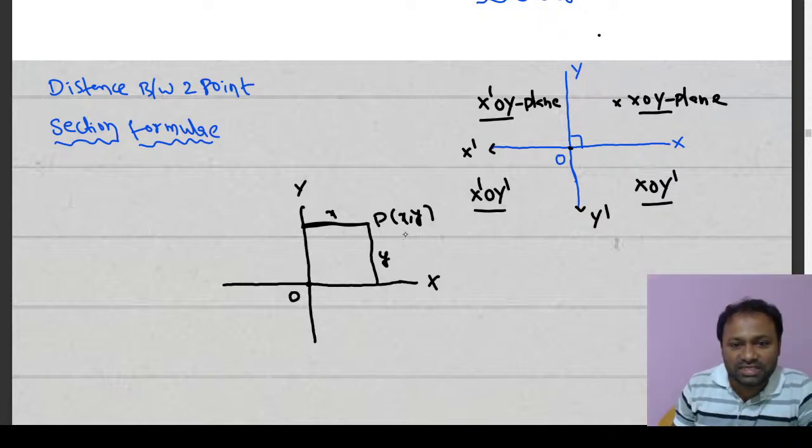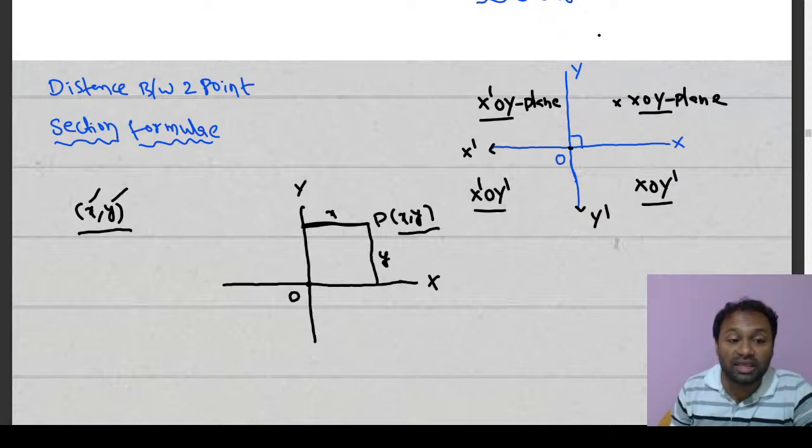See this P of x comma y, we can find the point like this, or we can represent the point like this. P of x comma y, the x comma y is the point in the two-dimensional plane, right? Here this x is called x coordinate and y is called y coordinate, or in other words we can say this x is called abscissa and this y is called ordinate. X is abscissa and y is ordinate. Okay, right. So this is representation of a point in the plane.